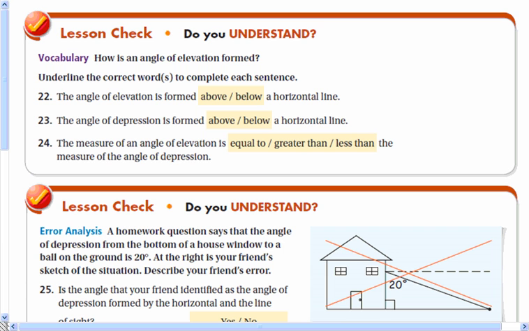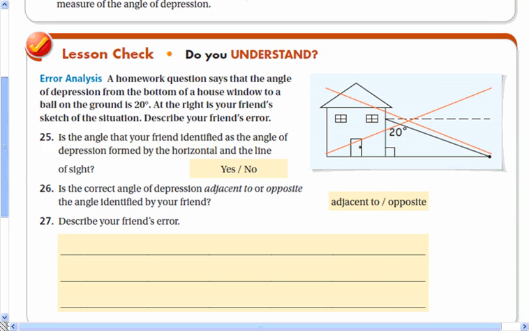All right, just some things that you should keep in mind here. The angle of elevation is formed above a horizontal line. The angle of depression is formed below a horizontal line. The measure of an angle of elevation is equal to the measure of the angle of depression between the same 2 points.